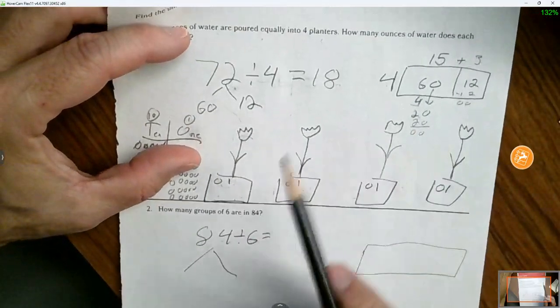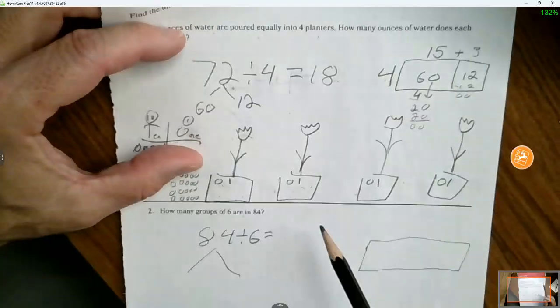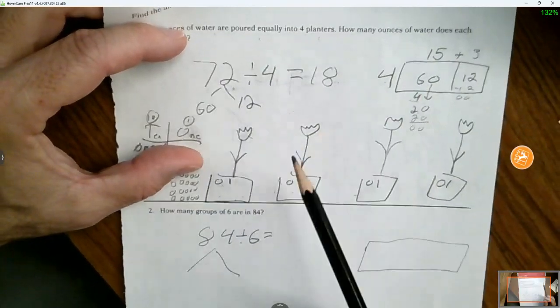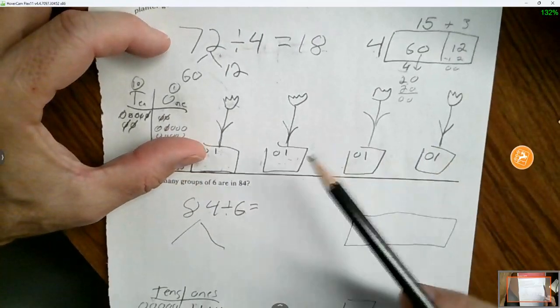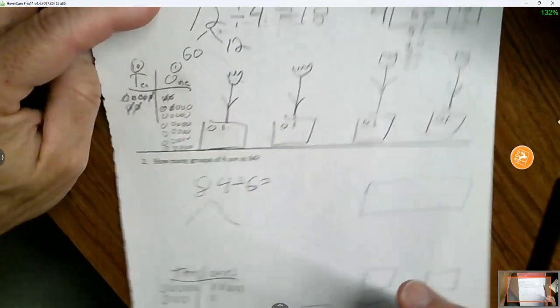Just look at how we did this one because the answer is going to be different. But look at how we did this one. And you don't have to draw anything coming out. These aren't planters. I mean, you don't have to do the pretty little flowers like I did either. Just be happy I didn't color them. I was thinking about coloring them.